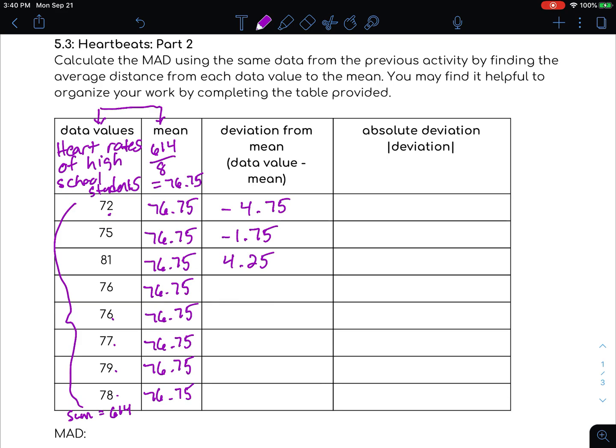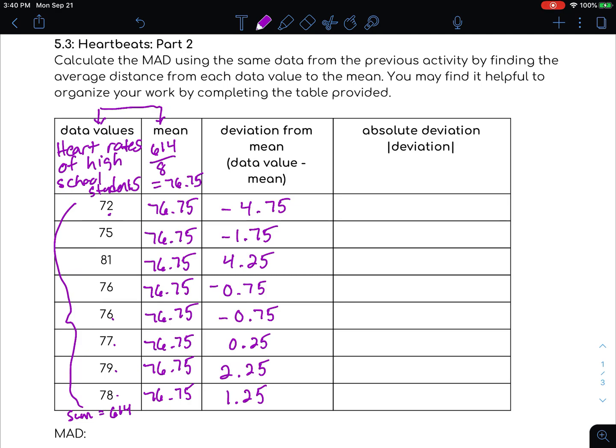So that student, you'll notice, was above the average. We're going to do that for each one. So the next one is negative 0.75. So that's almost right at the average, just a little bit below the average for the student. Same thing for the next one, same value, negative 0.75. The next one was just a little bit above the average. 77 minus 76.75 is 0.25, so really close to the average there. The next student was a little bit more above the average. If we subtract those two, we get positive 2.25. And if we subtract the last two, we get positive 1.25. So these are all of the differences between the student's heart rate and the average heart rate.